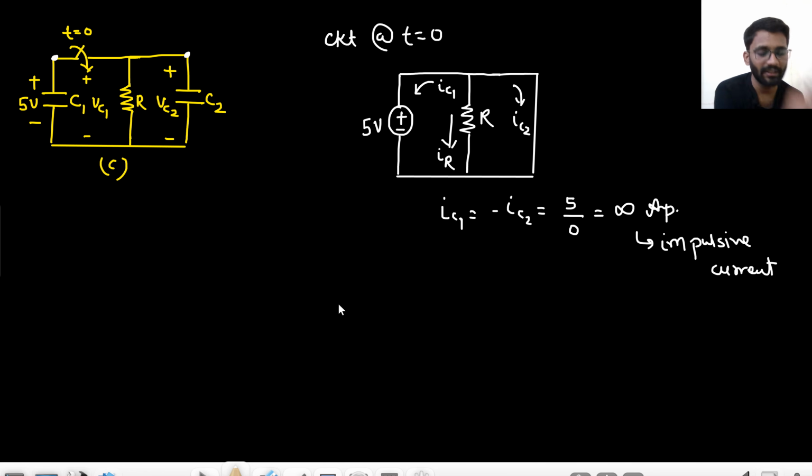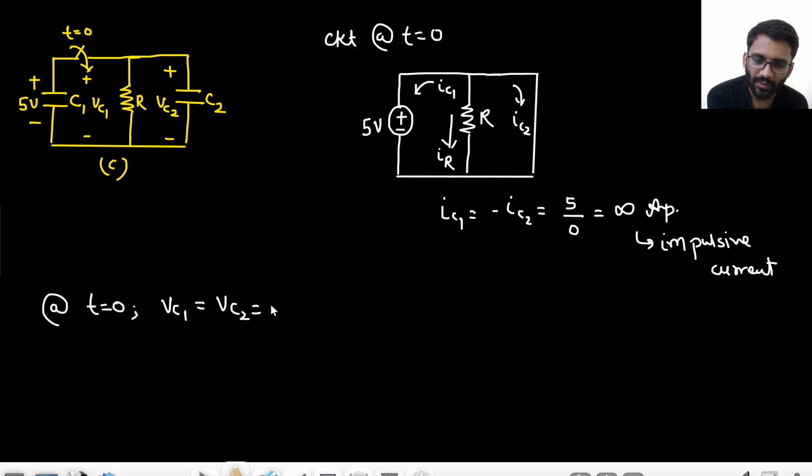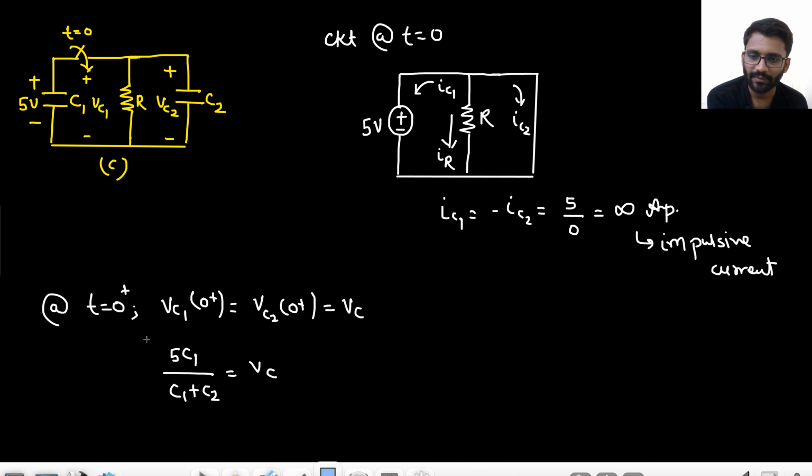So how will it change its voltage? Apply charge conservation. So what I was saying, at t equals to 0, Vc1 equals to Vc2 equals to Vc, some voltage. Again I am making the same mistake. Vc1 at 0 plus equals to Vc2 at 0 plus equals to some voltage Vc. What will be that voltage? 5C1 upon C1 plus C2, that will be your Vc voltage.